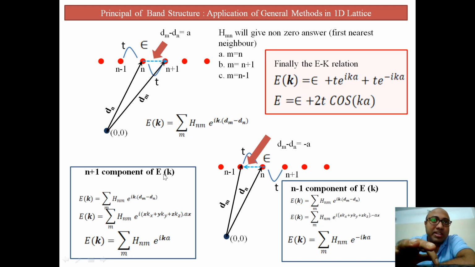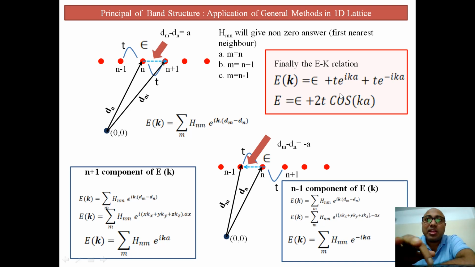What is the energy component of n plus 1? That is Hnm e to the power ik. What is the energy component of n minus 1? That is Hnm e to the power minus ik. Since there is a summation, we have to add all these things. Now what is the Hnm component of n plus 1? That is T. We have replaced Hnm by T, and ultimately we'll get all this answer. So epsilon, 2T, and you do all this calculation, you get epsilon plus 2T cos Ka.